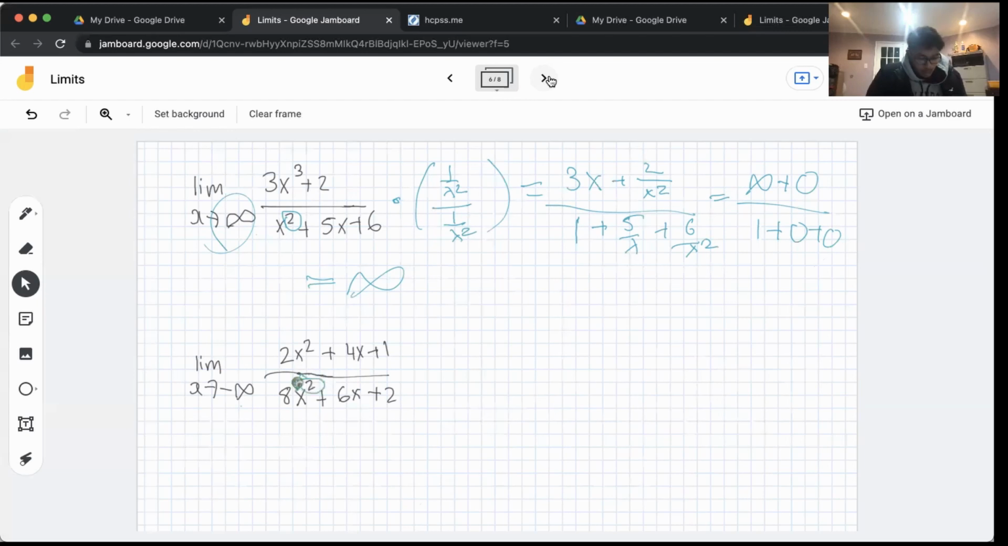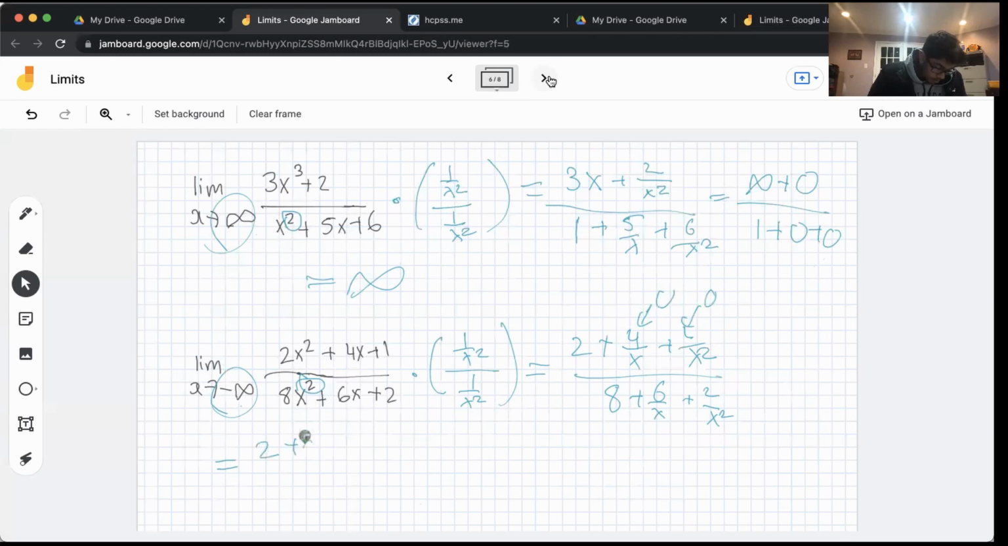Highest degree is squared, so multiply 1 over x squared over 1 over x squared. This is going to give us 2 plus 4 over x plus 1 over x squared over 8 plus 6 over x plus 2 over x squared. And so once again, put in this value, no matter negative infinity, positive infinity, these values are still going to be 0. So we're going to have 2 plus 0 plus 0 over 8 plus 0 plus 0, which gives us 2 over 8. And simplify that to 1/4. So the asymptote for this function is 1/4.